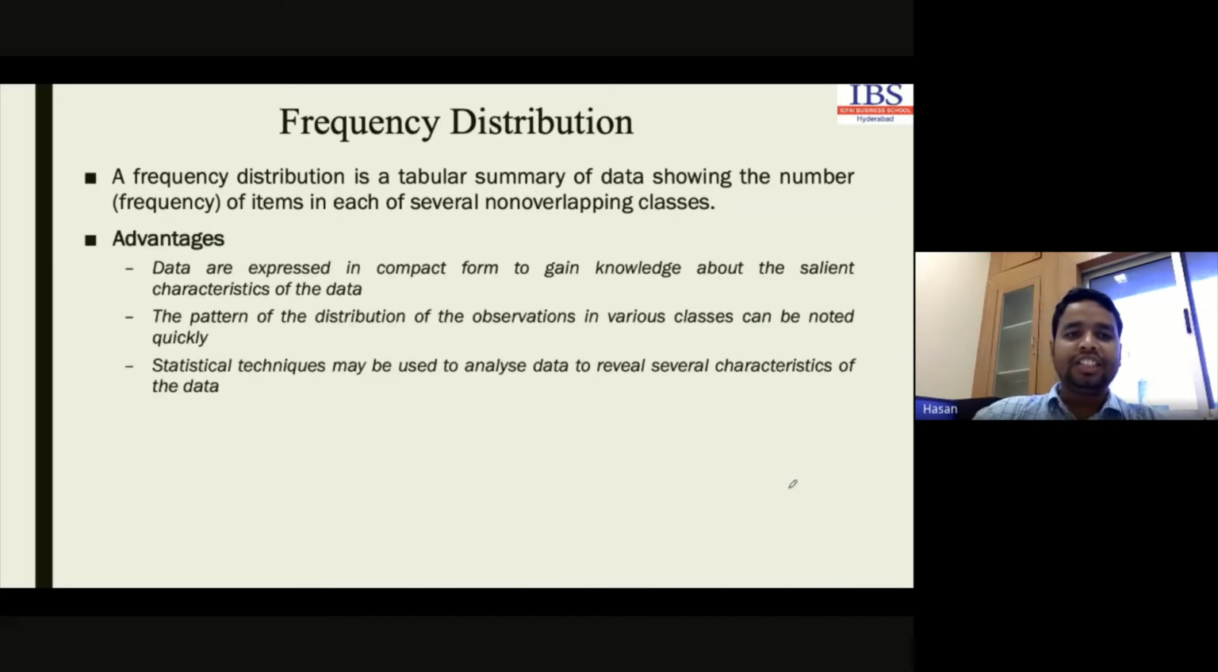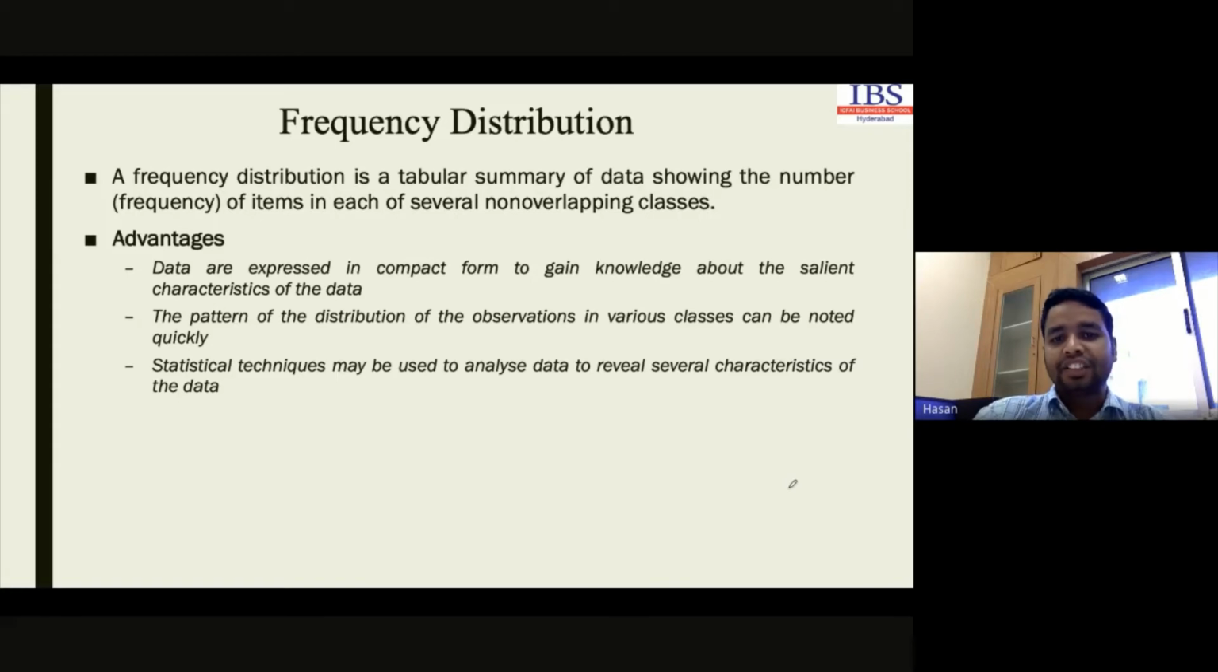So now there are some advantages. The very first one is that it is very useful in arranging the data in a meaningful or compact way, so that we can get meaningful information from this particular data.